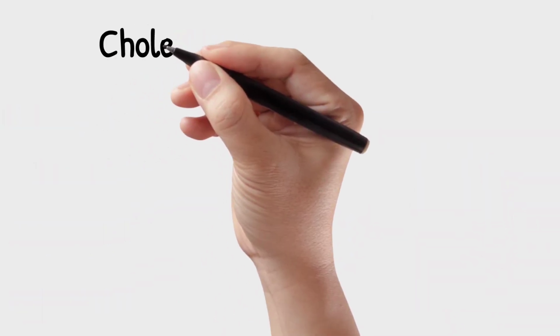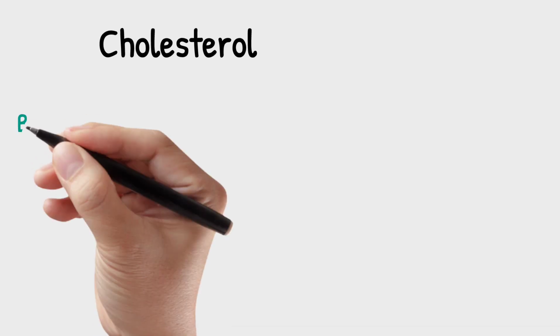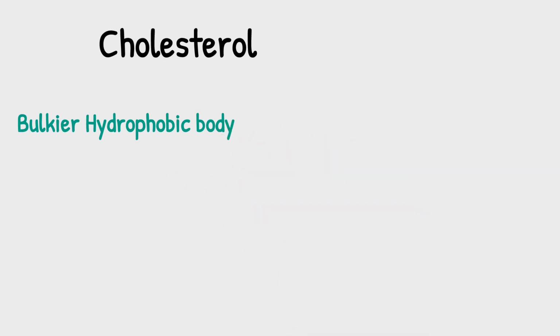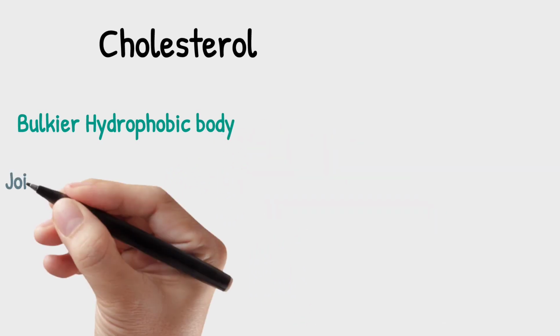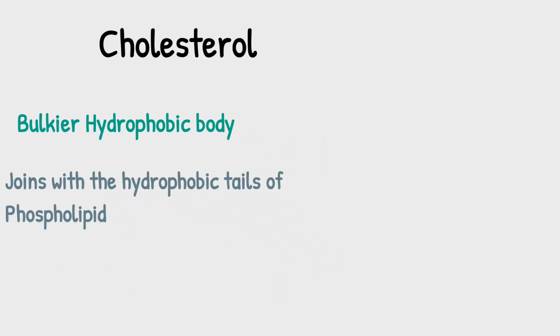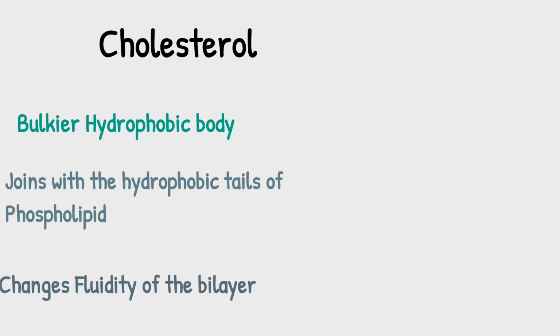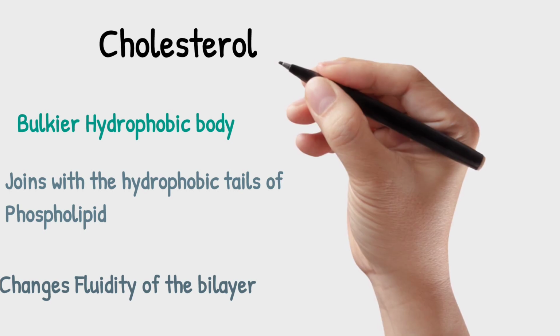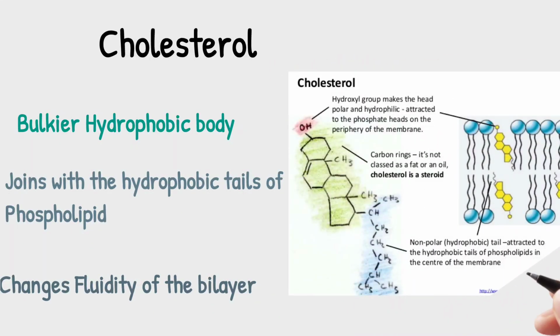Now let's talk about cholesterol. The cholesterols are sterols, which are a class of lipid. The cholesterols have a bulkier hydrophobic body. They are bound with the hydrophobic tails of phospholipid molecules. The cholesterols are essential as they change the fluidity of the plasma membrane. As you can see in the picture, the cholesterol has a hydrophilic hydroxyl group, and the rest of the part is a hydrophobic body. We will talk about how cholesterol controls the cell membrane's fluidity in detail in the next video.